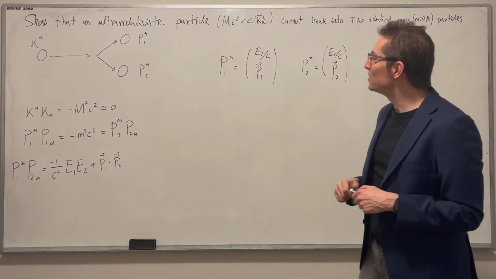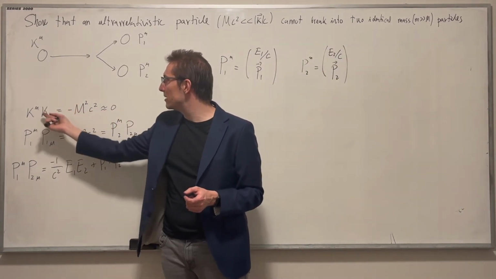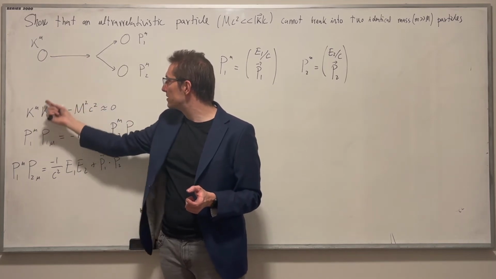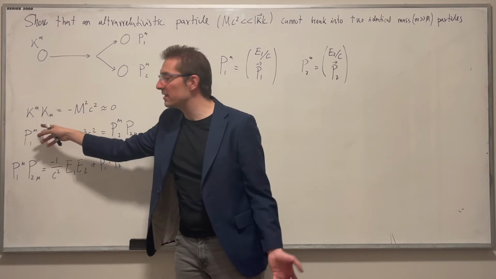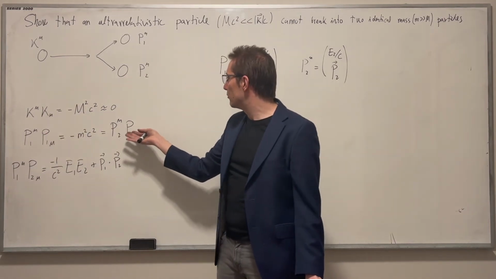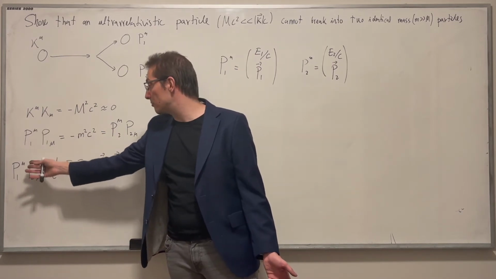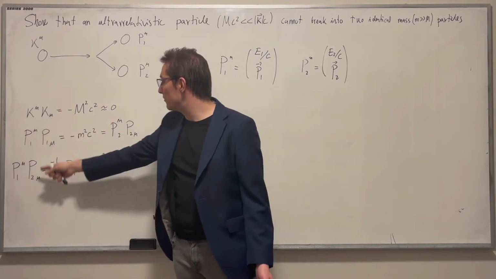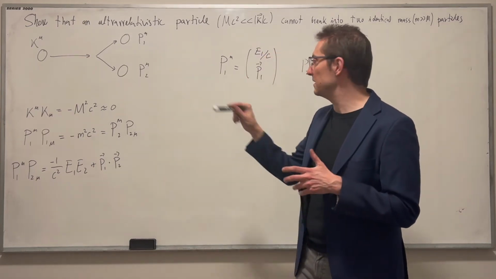All right, I wrote here the contraction of the four momentum of the particle with itself, and then, for the two particles that split, I wrote also the contraction of the four momentum of each particle with itself. And here I wrote the contraction of the four momentum of particle 1 with the four momentum of particle 2. Anyway, let's talk a little bit about what all this means.